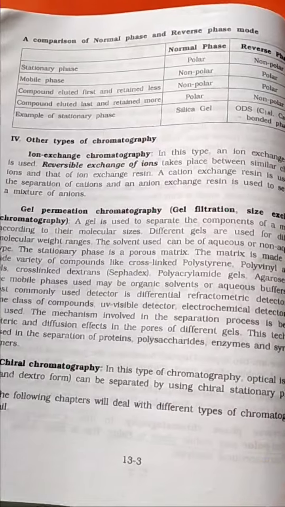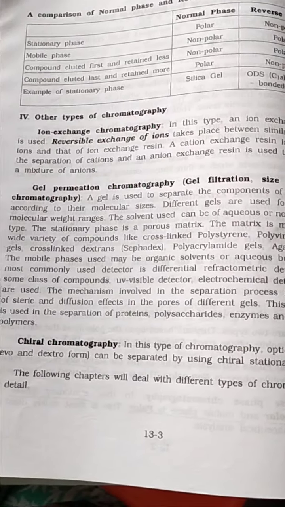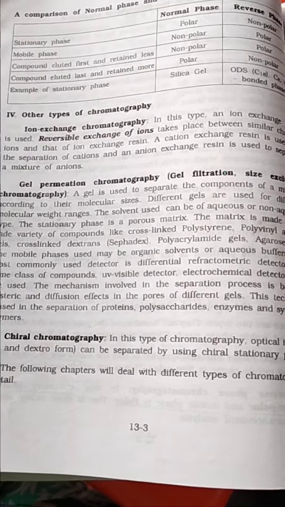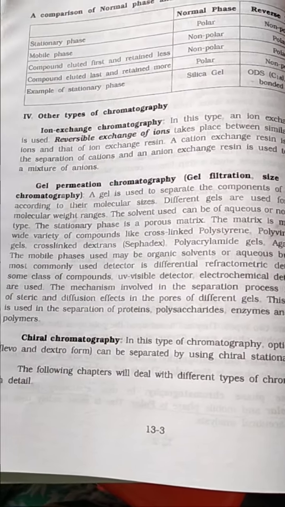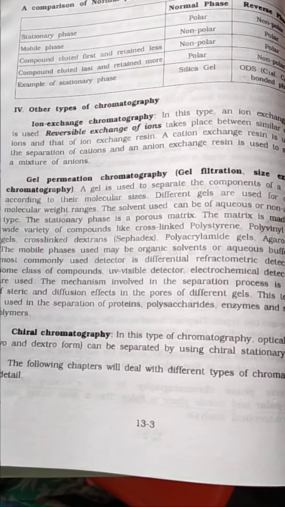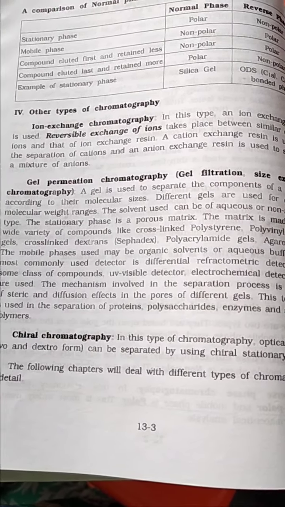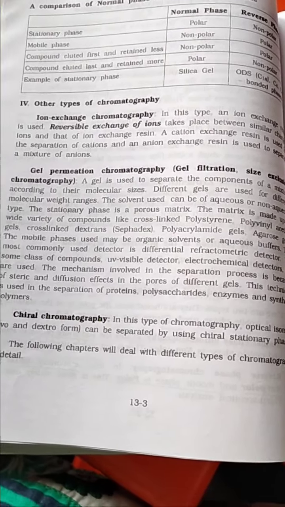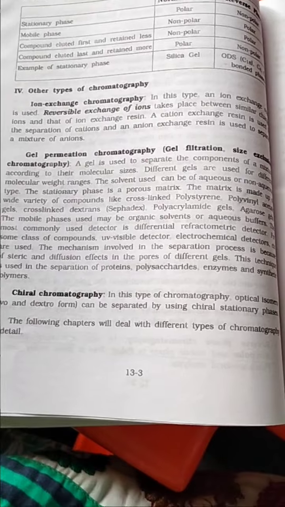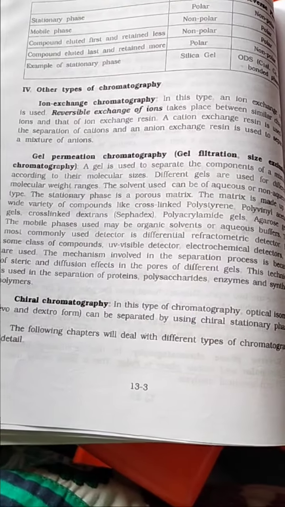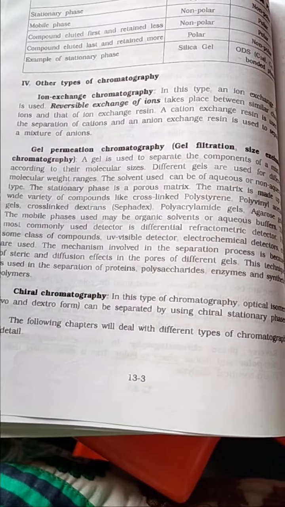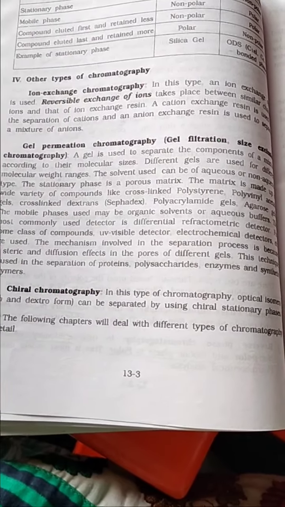These are the types of chromatography, and there are also some other types. They are ion exchange chromatography, in which a reversible exchange of ions takes place, like cation and anion, which we already know. And gel permeation chromatography means gel filtration or size exclusion chromatography. This gel is used to separate the components according to their molecular size.